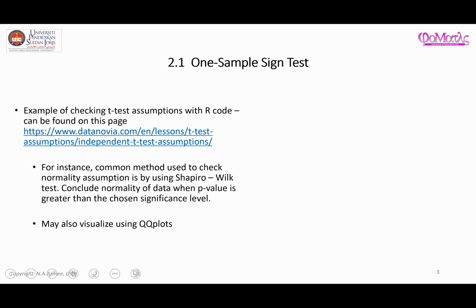Now here is just an example to show how you can check the assumption of normality. And in this website, for example, it talks about checking the t-test assumptions with R code. So if you are having some free time, you can go on and check this website here. The common method to check normality assumption is by using Shapiro-Wilk test. And in this test, the null hypothesis here will always be that data follows a normal distribution.